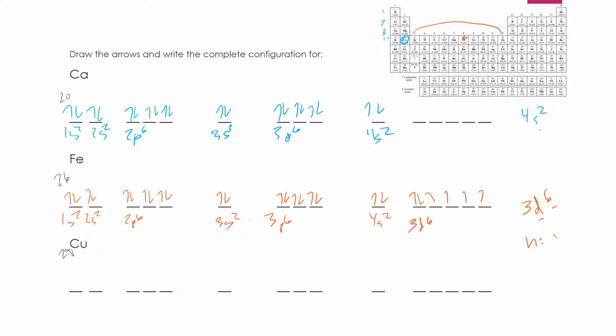I'm not even going to do copper. Copper is just 2 more over, or 3 more over. So look, it's ending right there. So that means it ends in 3d9, right? Because it's right there, 3d9. So it means it's going to look exactly the same, except instead of being 3d6, it's going to be 3d9.